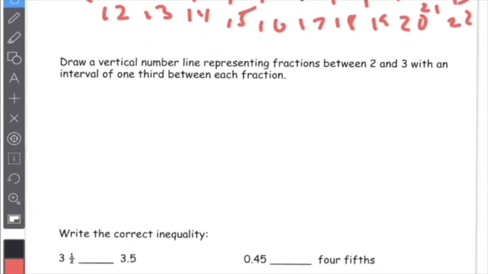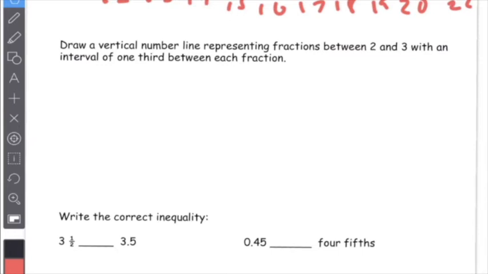Next, draw a vertical line. So now we're going to draw a vertical line. Vertical line means up and down. And it says fractions between 2 and 3. So I'm going to write 2 here.